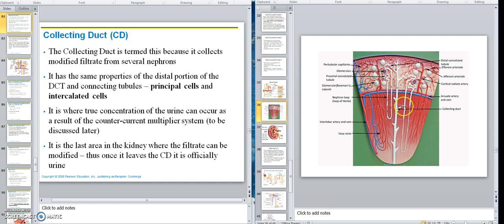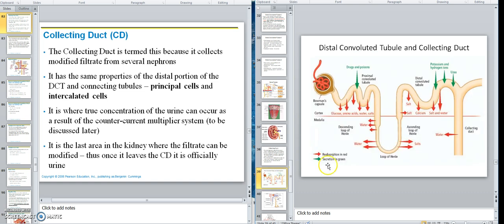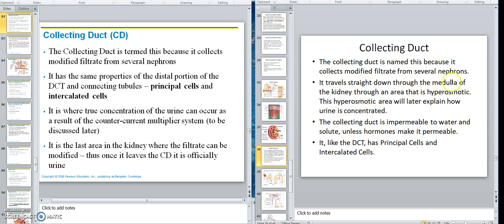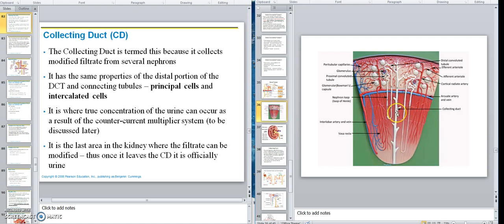That's what these little branchings are right there. Several nephrons, just like this one is. See? From several nephrons that would come in to this collecting duct. Okay. It travels straight down through the medulla of the kidney through a hyperosmotic area. So right in here, outside the collecting duct, is a hyperosmotic area. Why? Because this long loop of Henle did that.